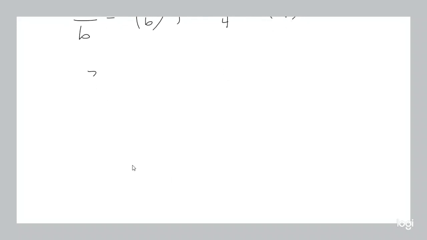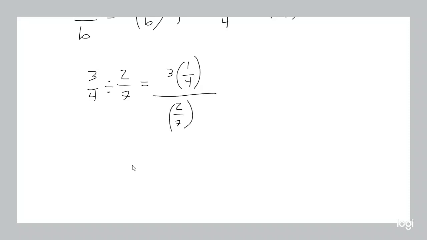Well, let's say we have our 3/4 divided by, say, 2/7. All right? Let's write that down in this way. 3 divided by 4, right? That's our 3/4 right there. Divided by 2/7. Okay? That's another way of writing it. And that equals that final answer that we're looking for.